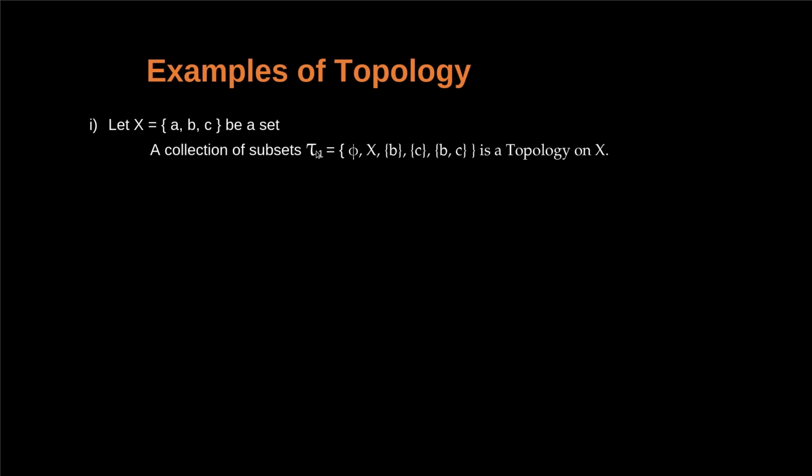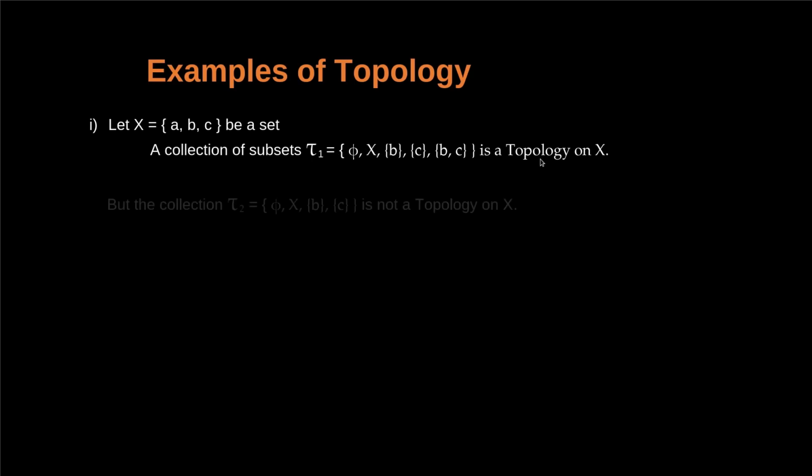And similarly for the last one, we take the finite intersection of any two elements and check that it also belongs to this collection tau1. So for example, if we take the intersection of phi and X, we get phi, the empty set, which is here in the collection. Similarly, the intersection of X and {b} is obviously {b}, and it's also in this collection. Also, the intersection of {c} and {b, c} is {c}, which is in the same collection. So the finite intersection of any elements of tau1 is also in this collection. So the third condition is also satisfied, and this collection tau1 is a topology on X.